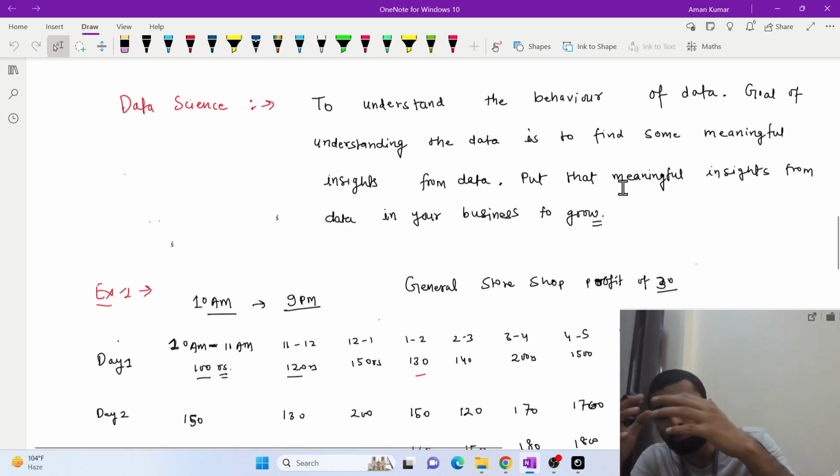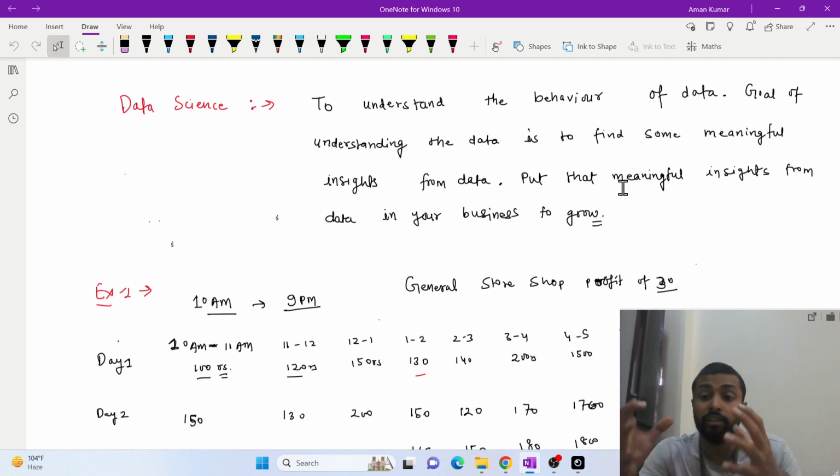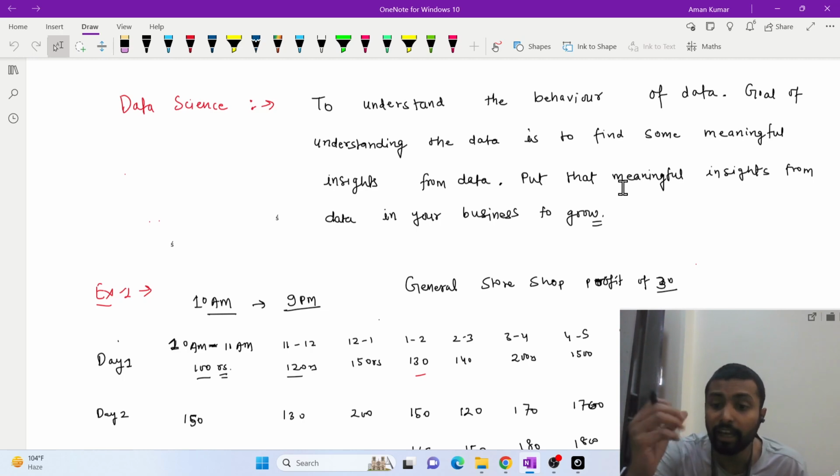And after putting that meaningful insight into the new business, now you are earning more, you are having more profit. When you add the juice business plus the general store business, now you are earning 10 to 12,000 per day, where before you were earning only 6 to 7 thousand per day. So this is growing your business just by understanding your data and finding some meaningful information. This is data science.